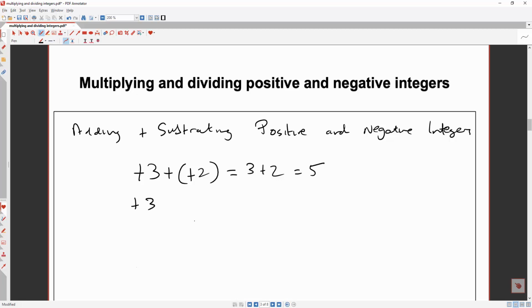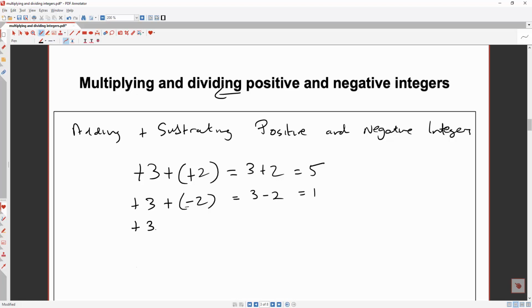Now the other thing we can do is, starting at positive 3, we can add a negative integer. Now you'll recall that the effect of adding a negative integer sends us in this direction on the number line. So this is the same as 3 take away 2, which is 1. Right, so the plus a negative changes to a negative here. We don't need to write the plus on the 2.